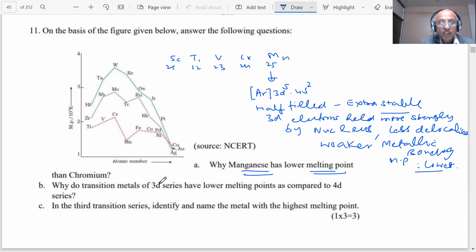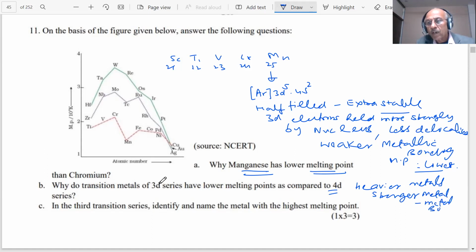Okay. Why do transition 3d metals have lower melting point as compared to the 4d series? Again, it is decided by the metallic bonding. The heavier metals have stronger metallic bonding. The 4d are the heavier metals, and they have stronger metallic bonding. And when the metallic bonding is stronger, the melting point will be higher for 4d as compared to 3d.